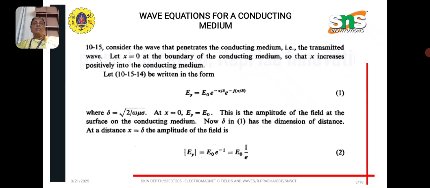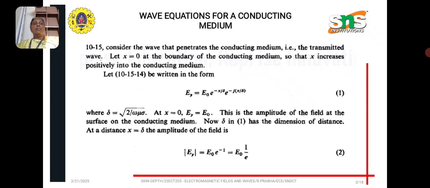And we can write the expression for electric field Ey as E naught e power minus x by del, e power minus j x divided by del. And this value del is equal to root of 2 by mu omega sigma. At x equal to 0, if we substitute x equal to 0 in equation number 1, we get Ey is only E naught. And this is the amplitude of the field at the surface of the conducting medium.